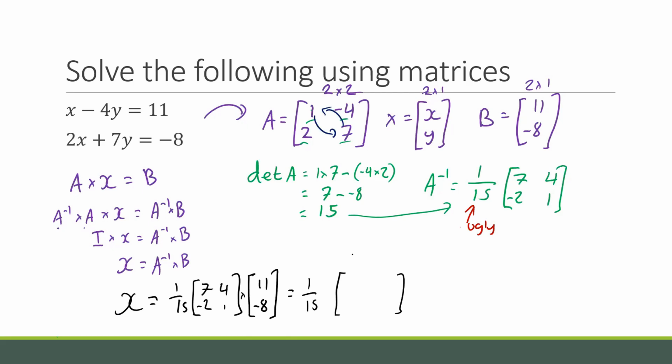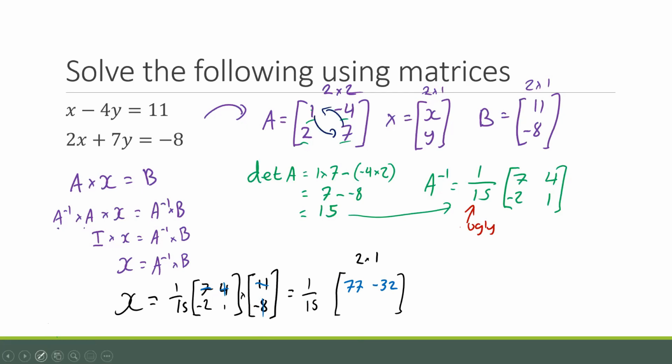This is going to make a 2 by 1 matrix. What is this 2 by 1 matrix going to have in it? 7 times 11 is 77. And 4 times negative 8, 4 8s are 32, so this is going to be negative 32.